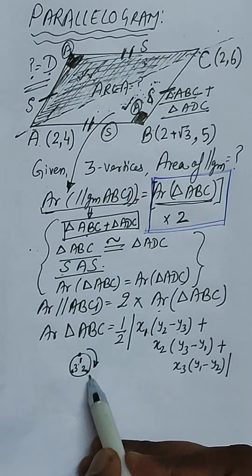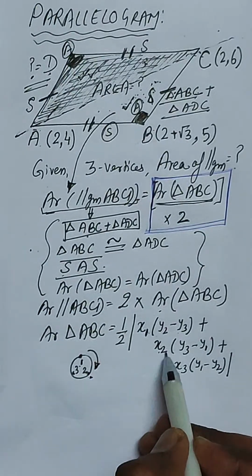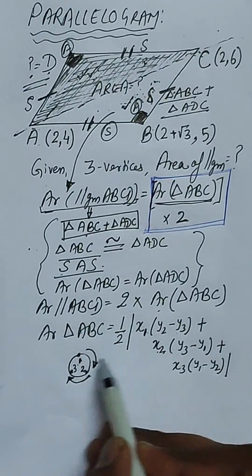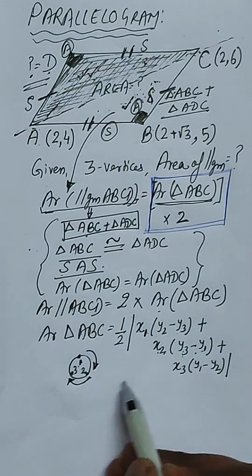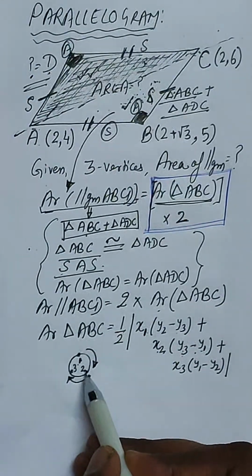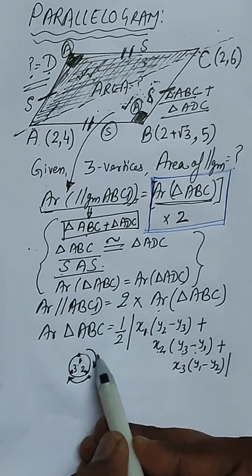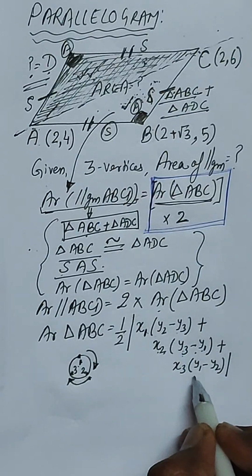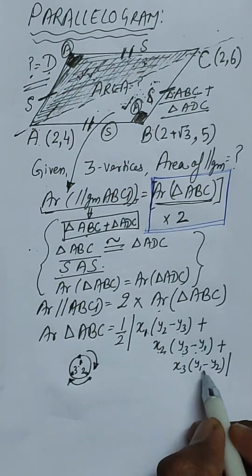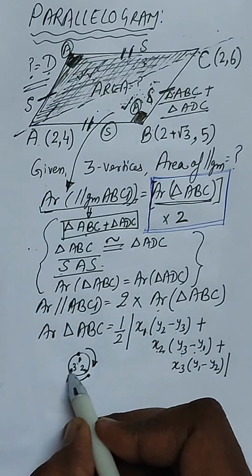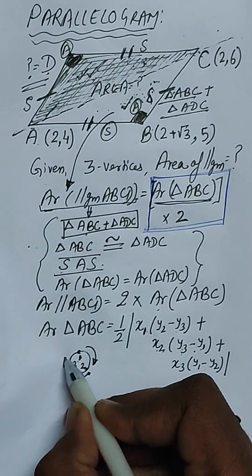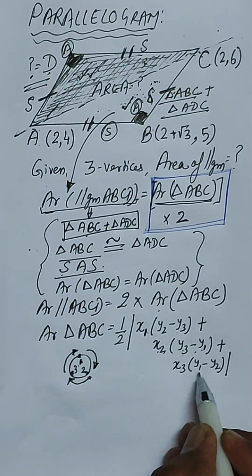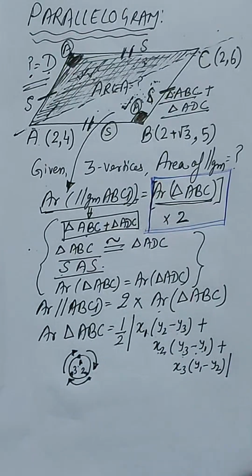And if you are starting from 2, then if x2 is taken, then it is x2 into (y3 minus y1). Because if x2 is taken, after 2 what is coming? 3. After 3 what is coming? 1. Just follow this cycle. I'm just explaining this to remember the formula, my dear friends. Similarly here, x3 into (y1 minus y2), because if x3 is taken, going forward, after 3 comes 1. So that's why y1 minus y2.